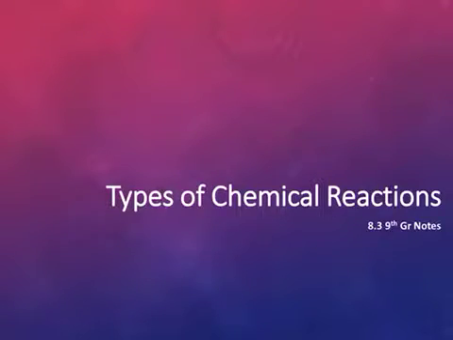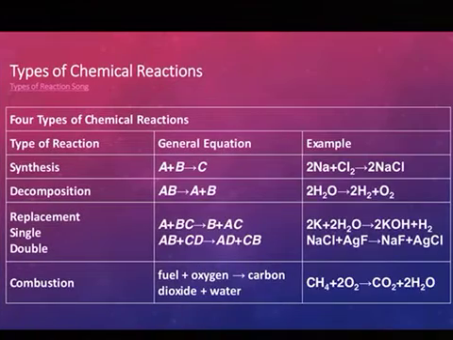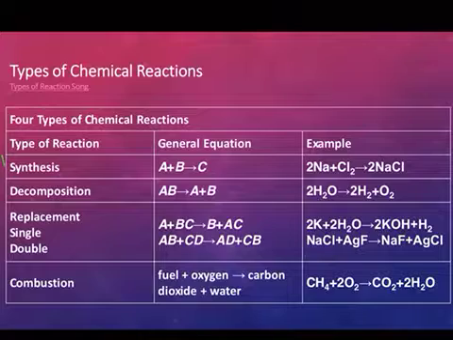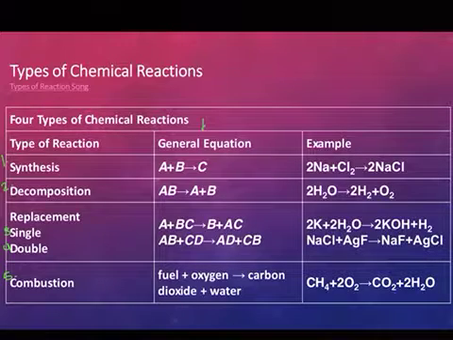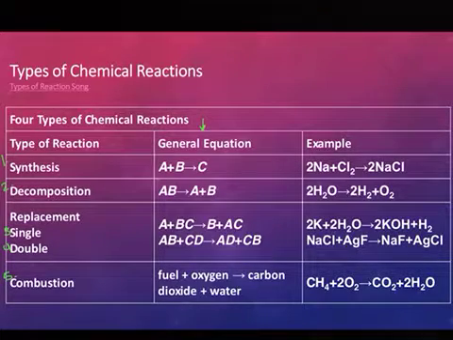Now that we've seen how we balance chemical equations, we're going to take a look at the different types of chemical reactions. So the table right here lists 5 different types of reactions. We have a synthesis reaction, a decomposition, a single replacement, a double replacement, and then combustion reactions. Then it gives us this general equation for each of these.